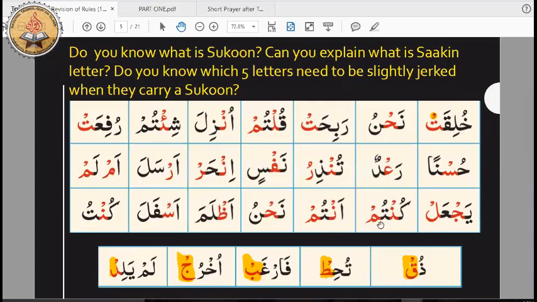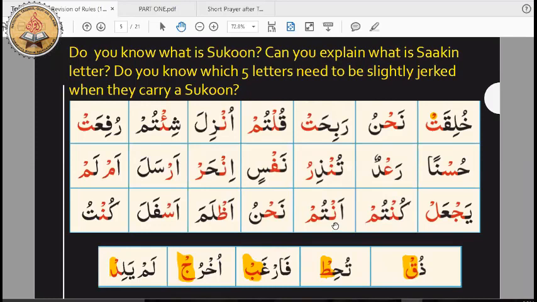Kuntum. One more time. Kuntum. Perfect. Which two are sakin letters now over here? The noon and the meem. Perfect. Noon and meem are sakin letters because they have a sukoon on top of them. So you would pronounce this as kuntum. Kuntum. Well done. Excellent. Now let's move on to the next one.